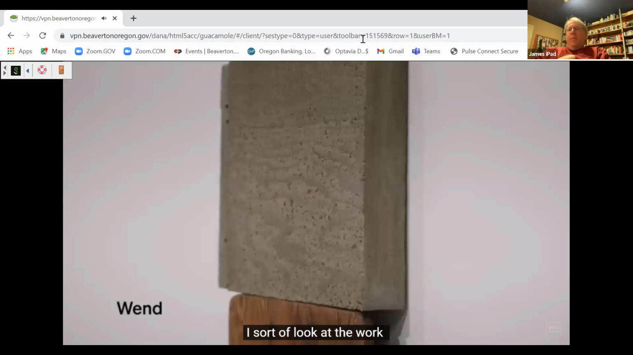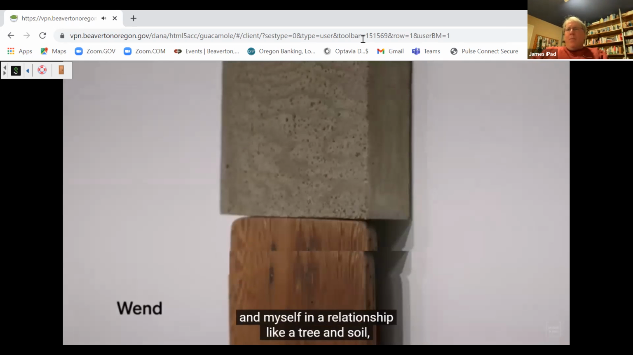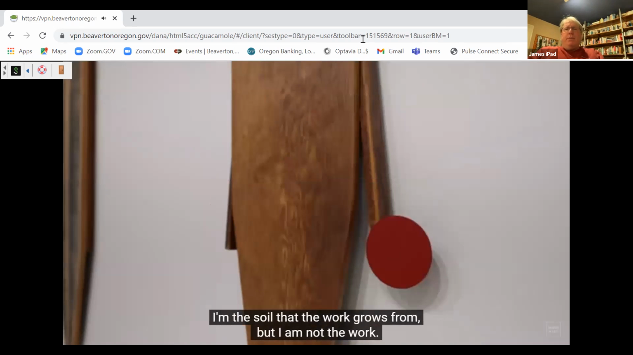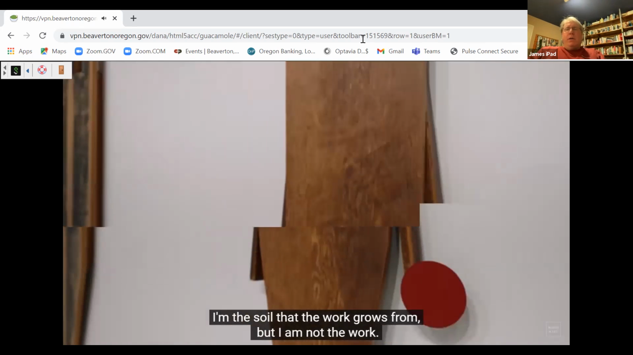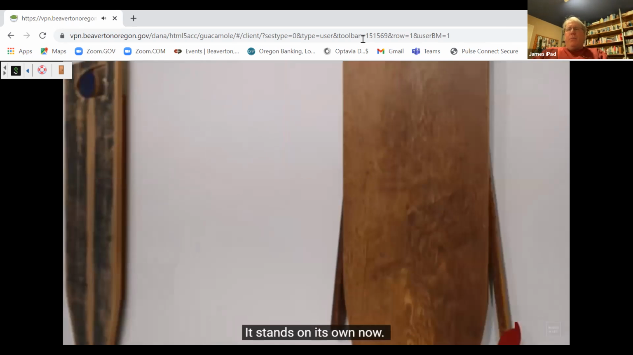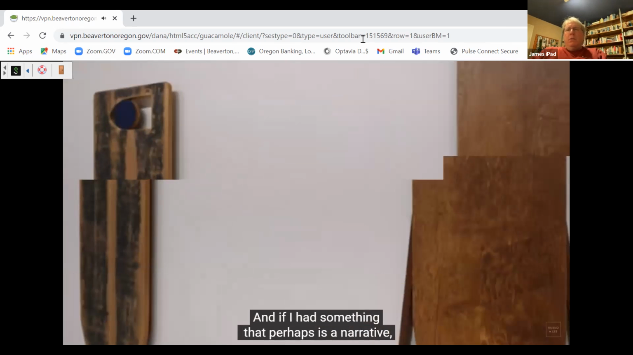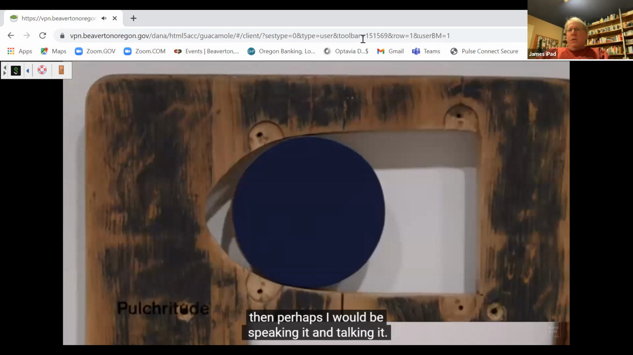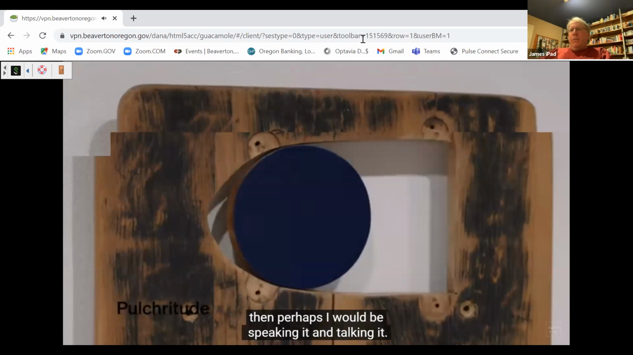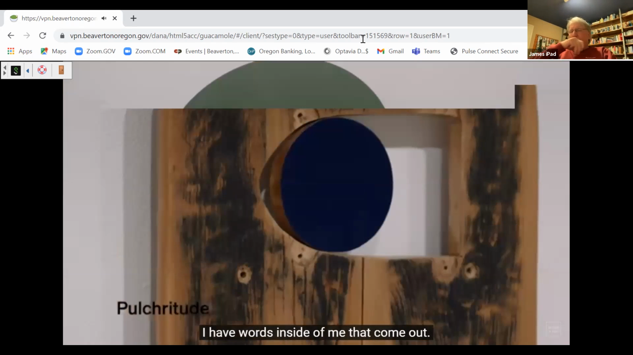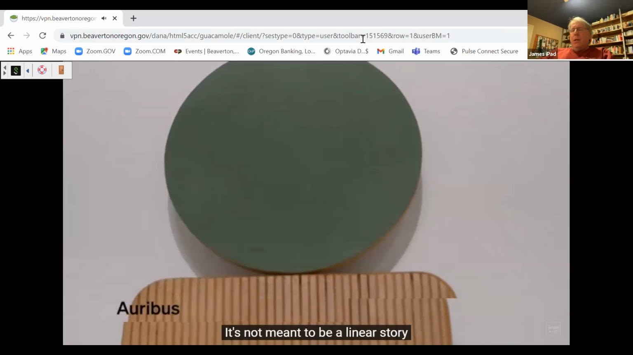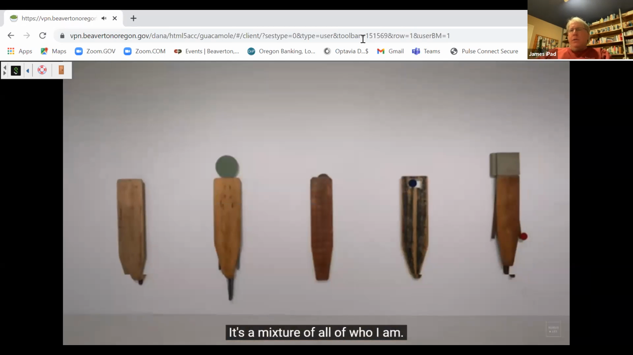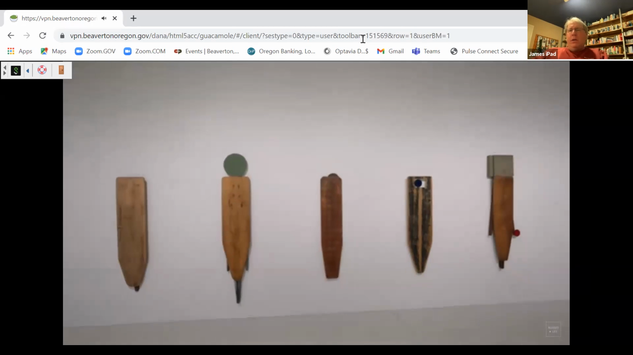I sort of look at the work and myself in a relationship like a tree and soil. I'm the soil that the work grows from, but I'm not the work. It stands on its own now, and if I had something that perhaps is a narrative, then perhaps I would be speaking it and talking it. I have words inside of me. They come out. It's not meant to be a linear story, because there's more to me than the words. It's a mixture of all of who I am.